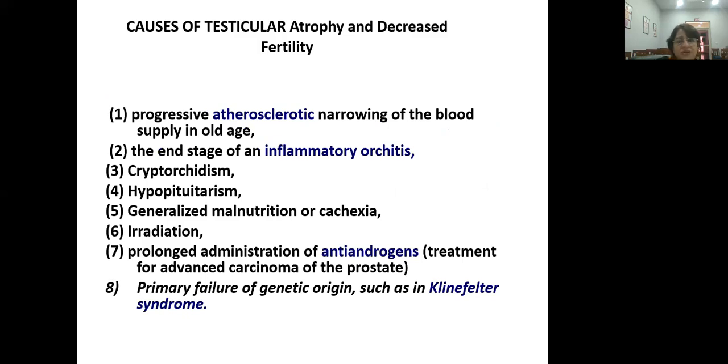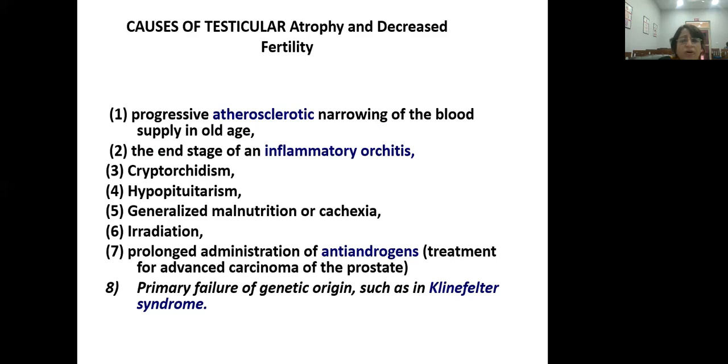We can skip this, that these are the causes of decreased fertility. Progressive atherosclerotic narrowing of the blood supply, but that occurs in old age. In old age, fertility is not so much needed. Then it occurs as an end stage of an inflammatory process. Inflammation of the testes is known as orchitis, and inflammation of the epididymis is known as epididymitis. These are the causes of decreased fertility.